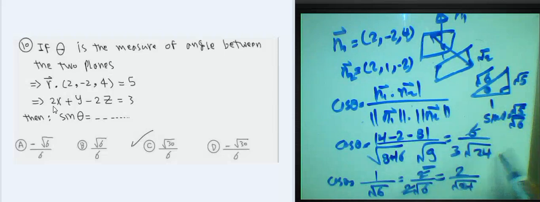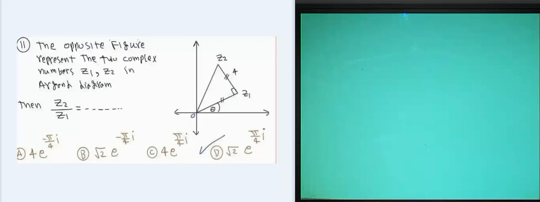Root 5 over root 6, you can write it in the simplest form by multiplying numerator and denominator by root 6. Root 6 times root 5, it will be root 30 here, and root 6 times root 6 equals 6. Then the result will be letter C, because sine theta equal root 5 over root 6, and you can multiply numerator and denominator by root 6 to write the expression in the simplest form. Then the result will be letter C about this example.